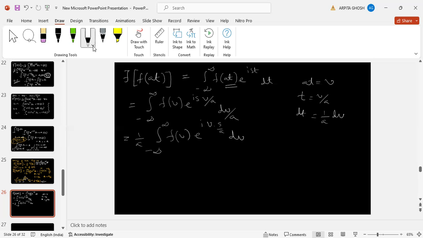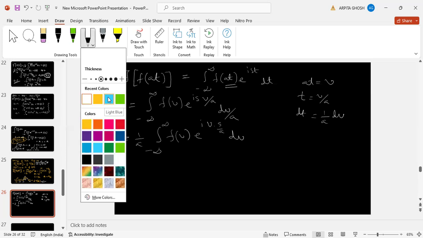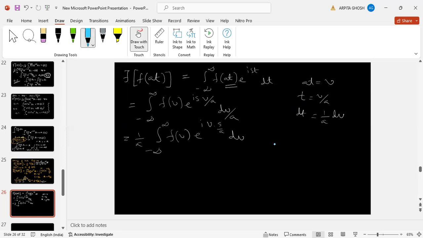Now let us compare these two lines. Let us compare this one with the original definition: capital F is equal to the integral from minus infinity to plus infinity of f(t) e to the power ist dt, or let us write it as v instead of t: f(v) e to the power isv dv.